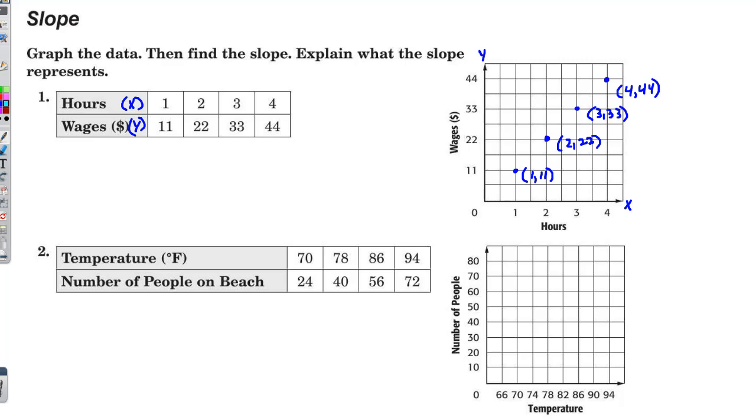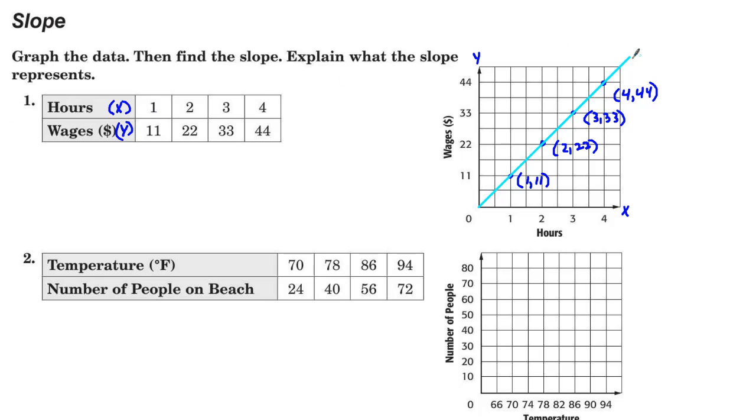I got the line tool open and then forgot to grab it. So there's my much better line. And it's going to have an arrow at the end of it because your wages can keep going up for more than 4 hours. And then we're going to find the slope. If we do the change between these two, and notice the change is going to be the same all the way along because we've got this nice line here going through our points.